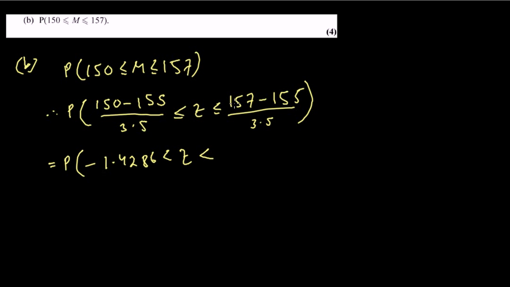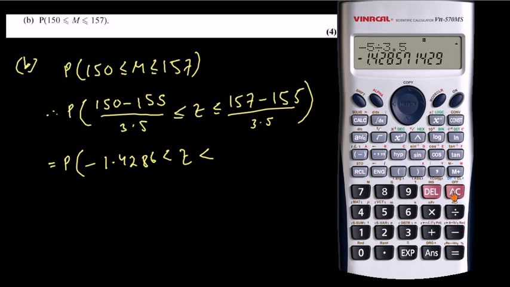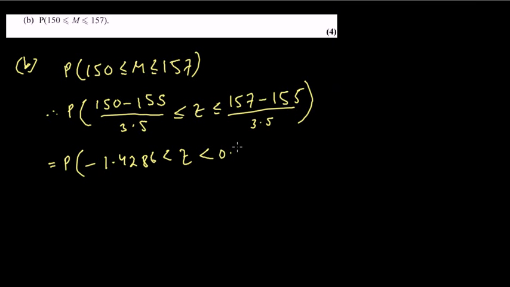So 157 minus 155 is 2. 2 divided by 3.5 is going to be 0.5714. Now how do we calculate this?